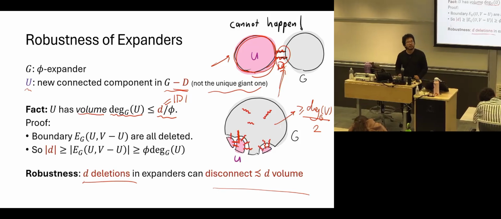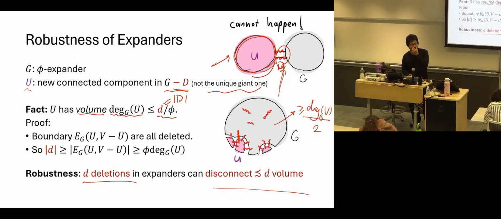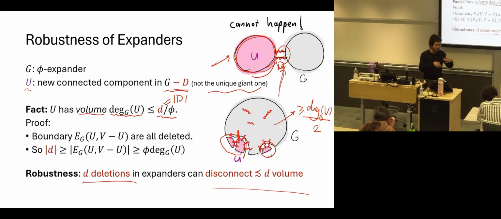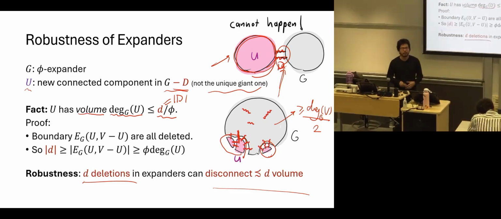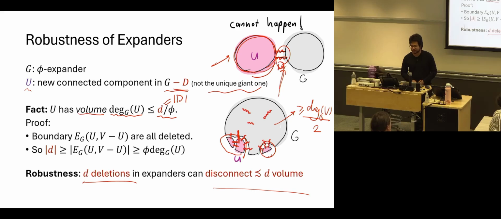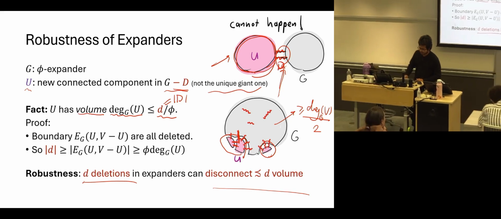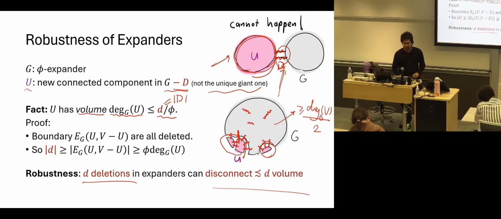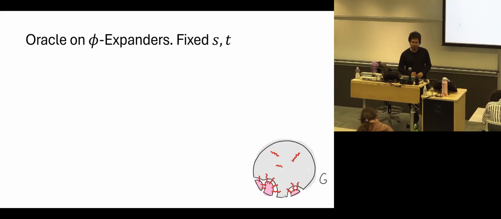But this also works if we split out multiple connected components, right? If there are many components that split off, the sum is at most D. The total volume of split off components is at most D. Okay, so with this in mind, let's see the algorithm, the oracle on expander when you fix S and T.